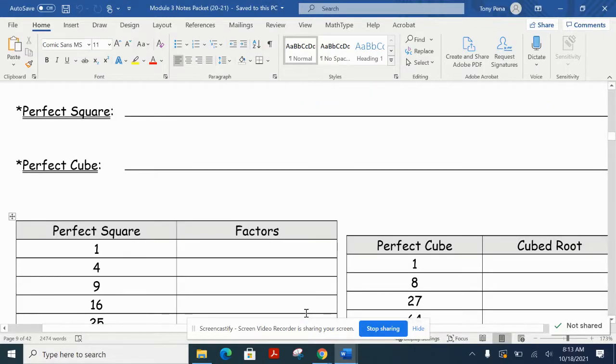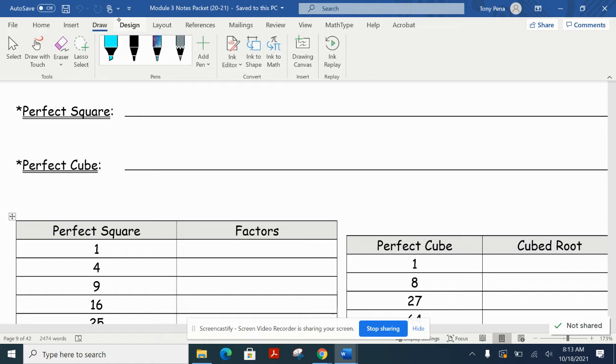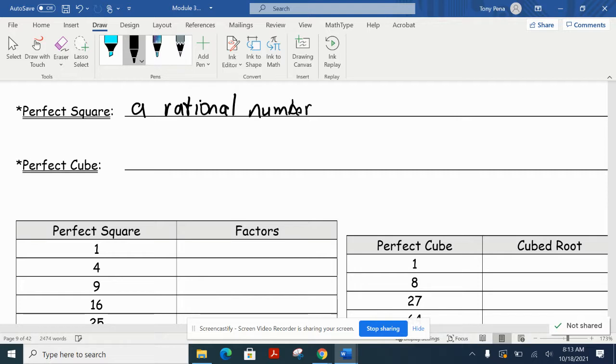A perfect square. If we start talking about if something is a perfect square, what you're going to write down is this: a rational number. If you think back, at some point you would have learned number sets: integers, rationals, irrationals, whole numbers, all that good stuff. A rational number is a non-fraction, like 2, 6, the numbers that you see down here on the left-hand side of the table. So a rational number multiplied by itself.